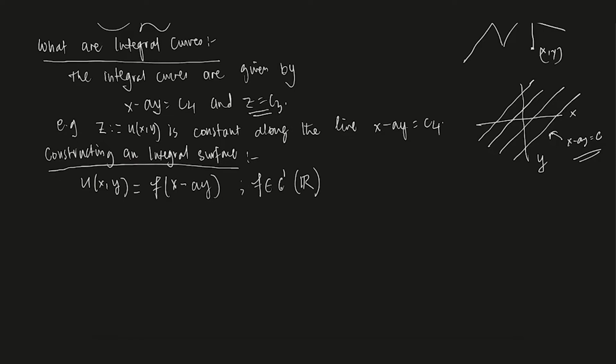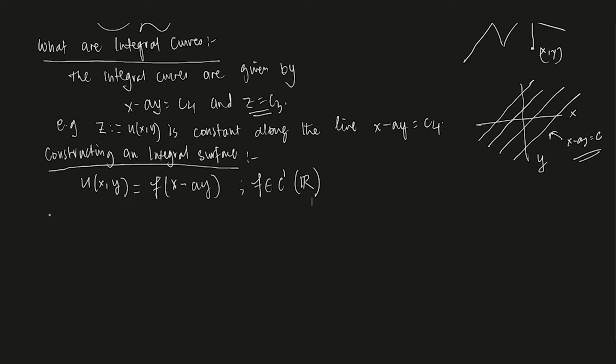Not in R2, C1 of R. x is in R, y is in R, a is in R. x minus ay is in R. So this is in C1 of R. Why we need C1 we'll explain later, but these two expressions can be combined together to form this thing, and this is the solution. This is what we claim.